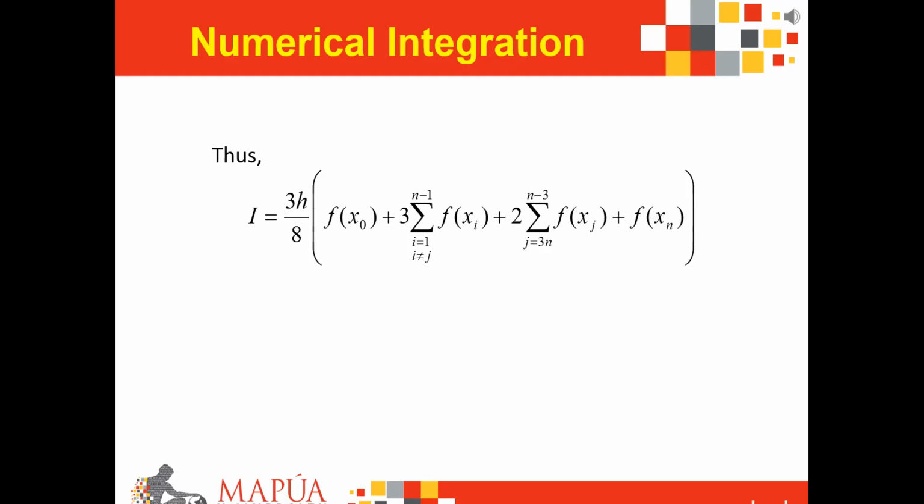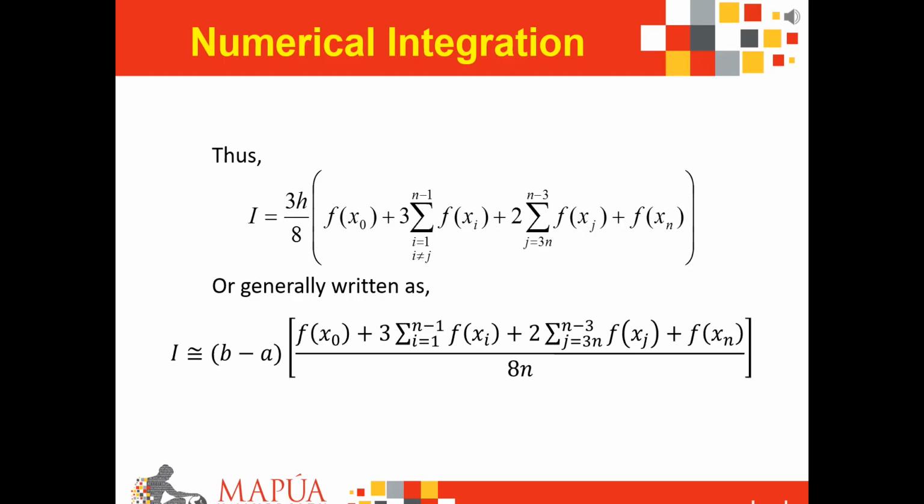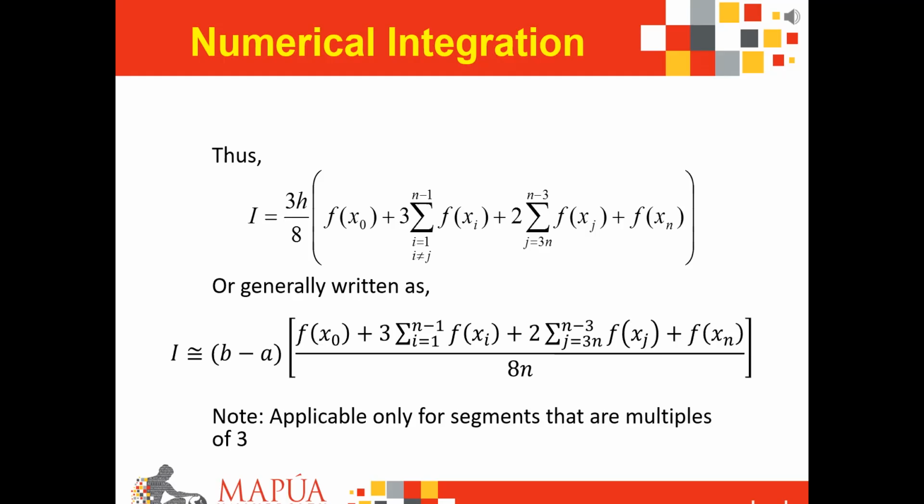However, all functions that are multiples of 3 are considered to be adjacent, therefore are multiplied twice. Or it can be generally written as this given formula. Note that this particular multiple application 3/8 rule can only be applied for segments which are multiples of 3, since each particular cubic polynomial function requires 3 segments.